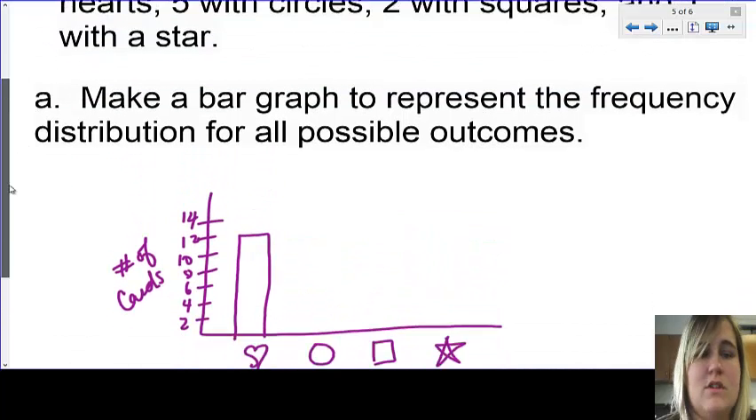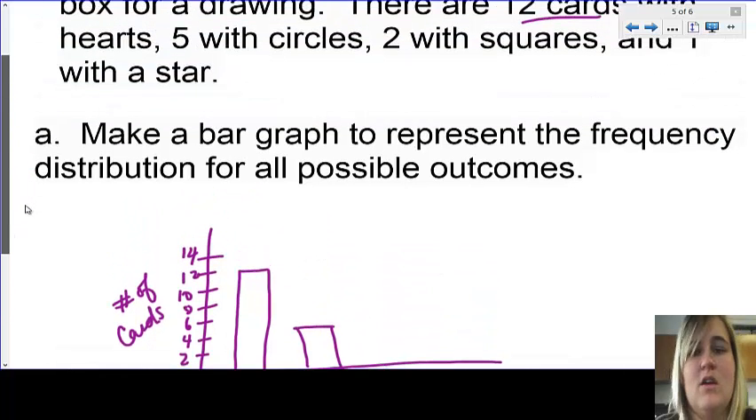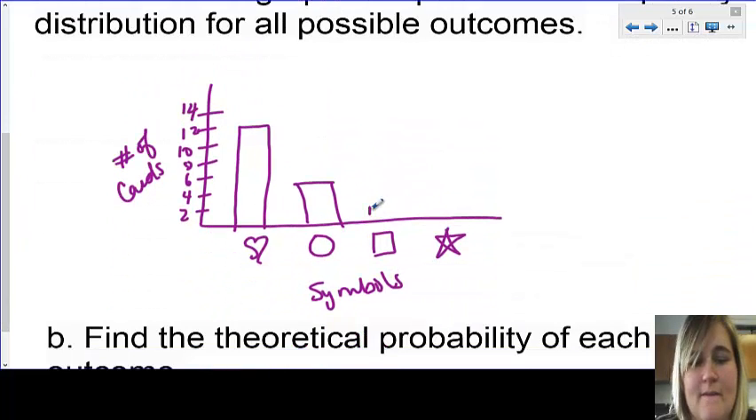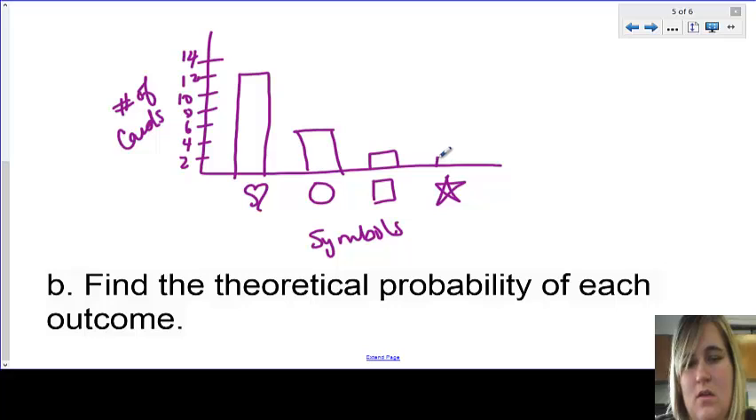For circles, there were 5 with circles, so it's going to be right between the 4 and the 6. About there. Oh, pretend that's straight. They should be nice and straight. 2 with squares. And 1 with a star. Okay, so this is my graph to show my frequency distribution.